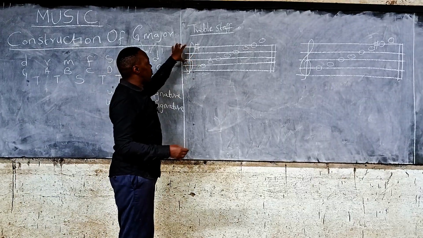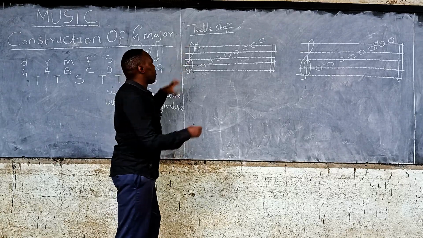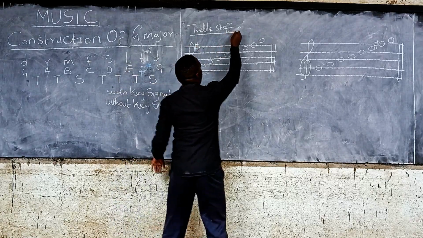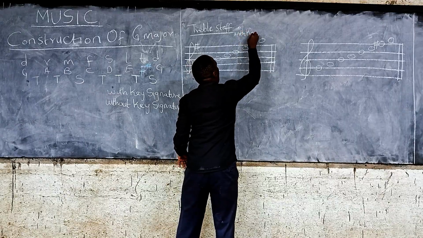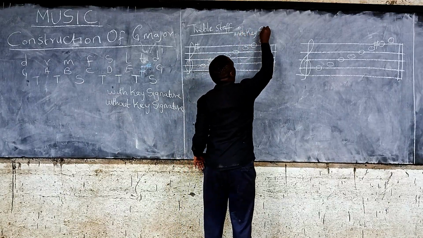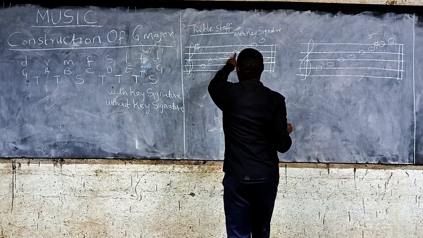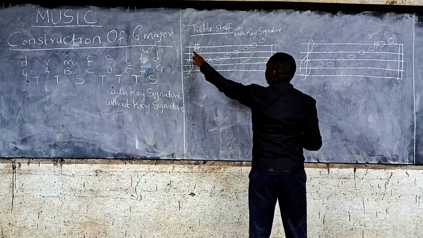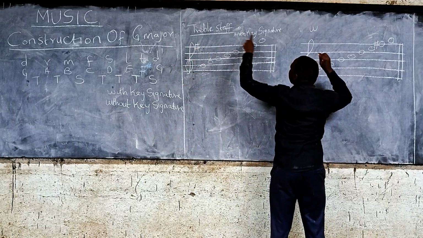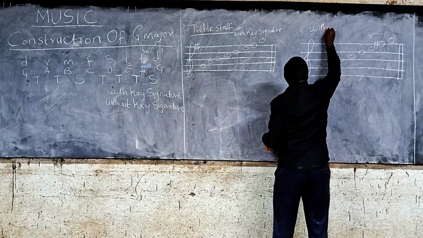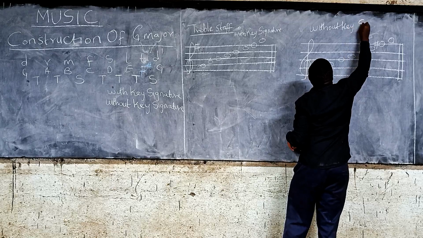There's one where we draw this accidental close to this clef. This one is a treble staff with key signature. This one, because the sharp is almost to this clef. Then this one is a treble staff without key signature.